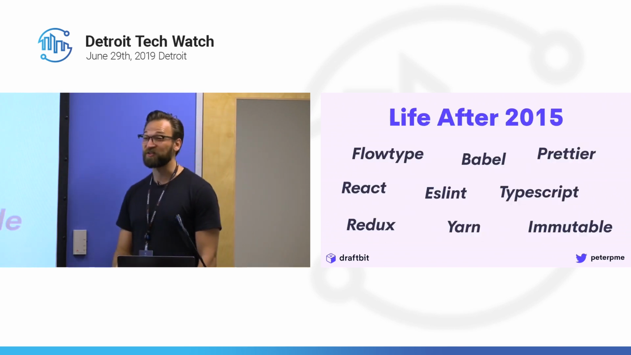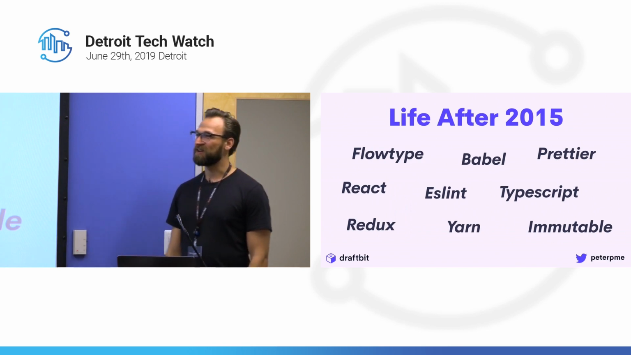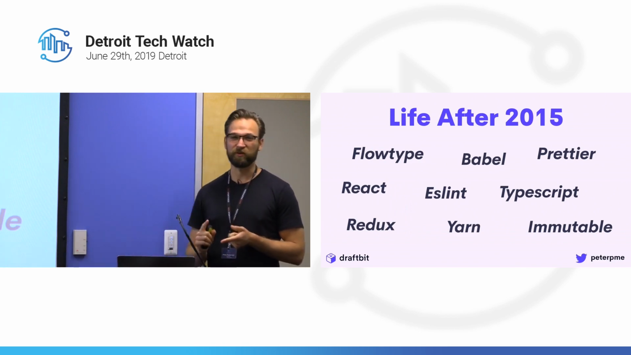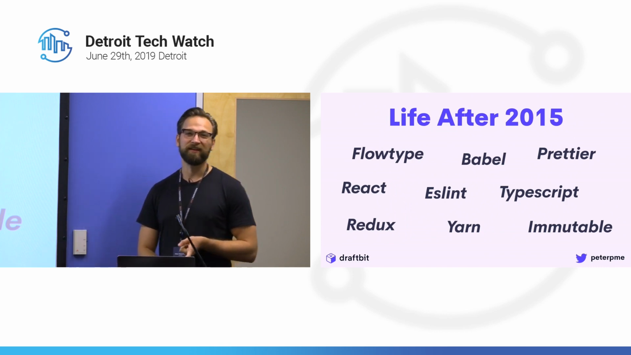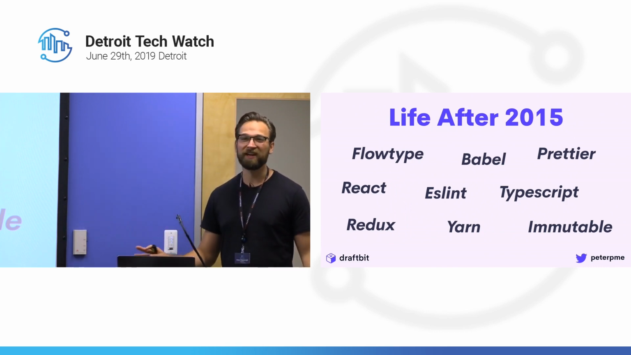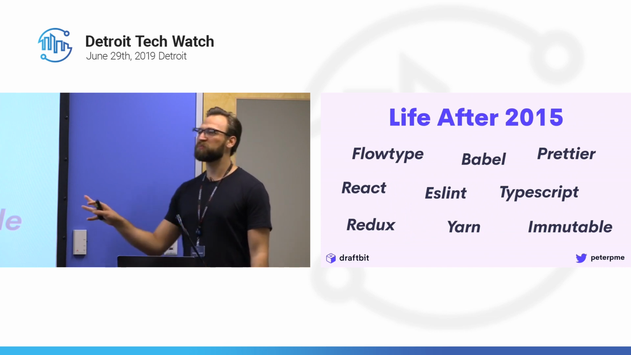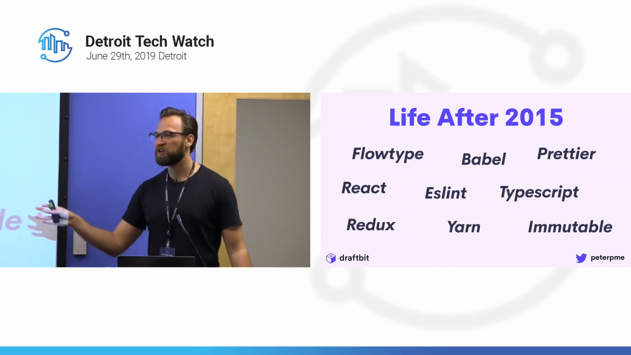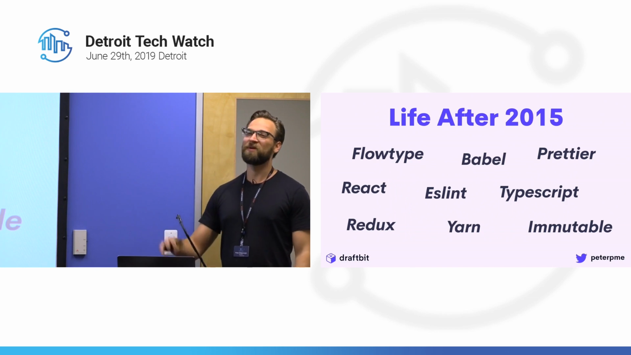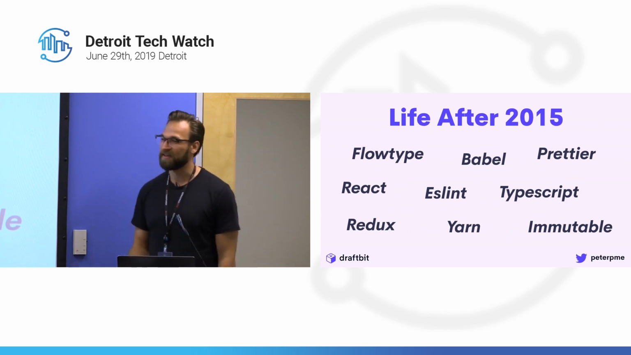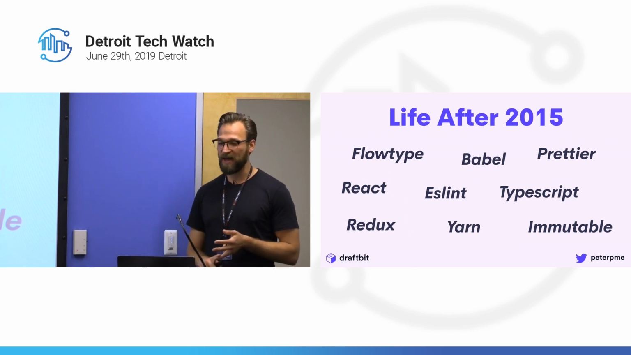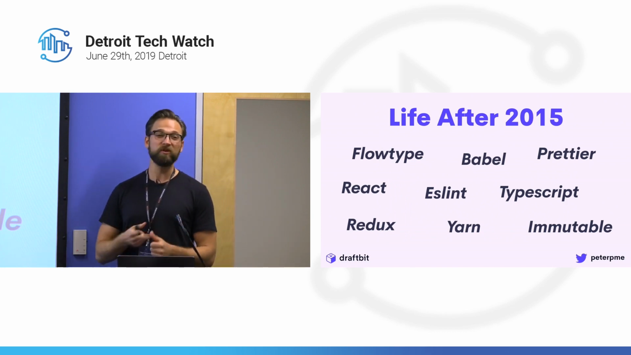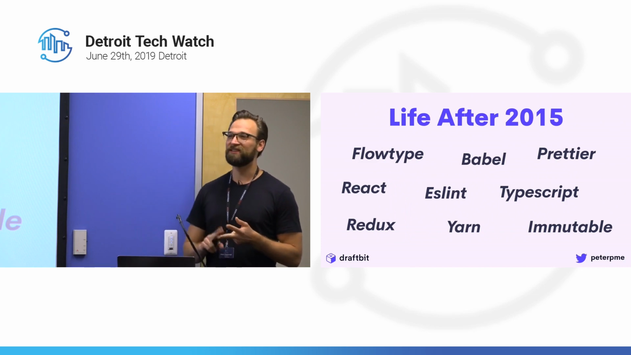And then life after 2015, right? So we got React in 2013. Jordan Walke introduced React to the world at JSConf in 2013. And we hated it for like a year and a half. Remember that? Why would you put your HTML in JavaScript, you idiot? And now it's the most popular framework in the world, right? And that probably all happened around 2015. And then we got FlowType, and Babel, and Prettier, and TypeScript, and Immutable, and Yarn, and Redux, and ESLint, right?